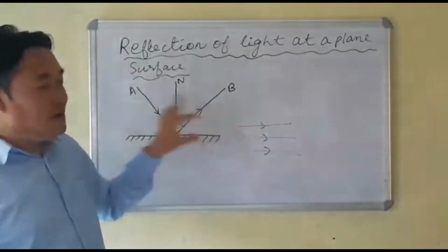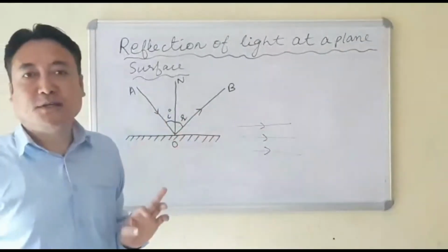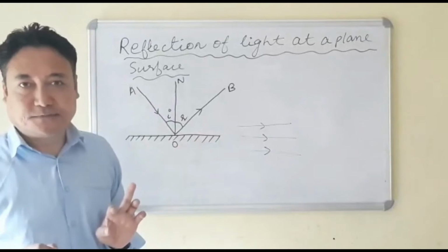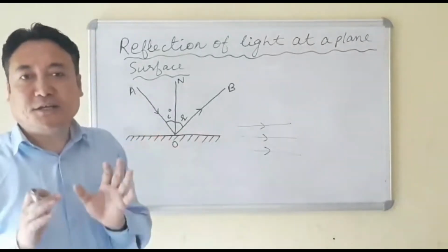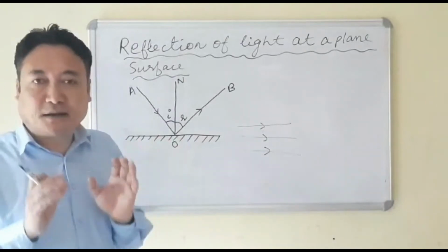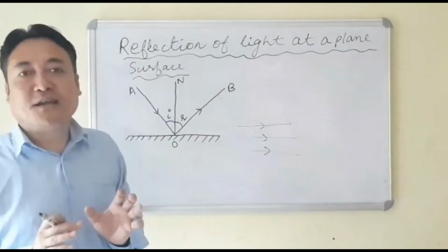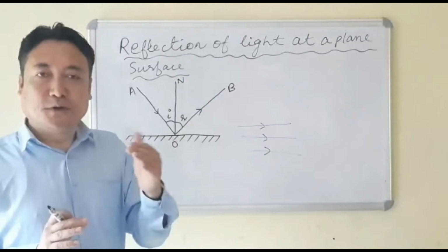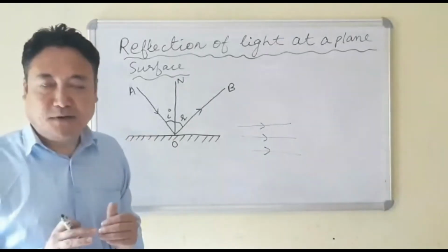If I draw a number of rays here, it is known as the beam of light. So a beam of light is the combination of a number of rays. If a number of rays are combined, then we call it a beam of light. So one is the ray and the other one is the beam of light.